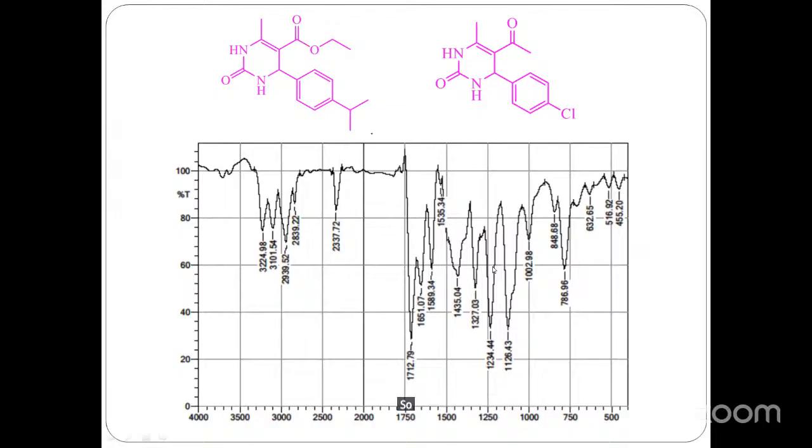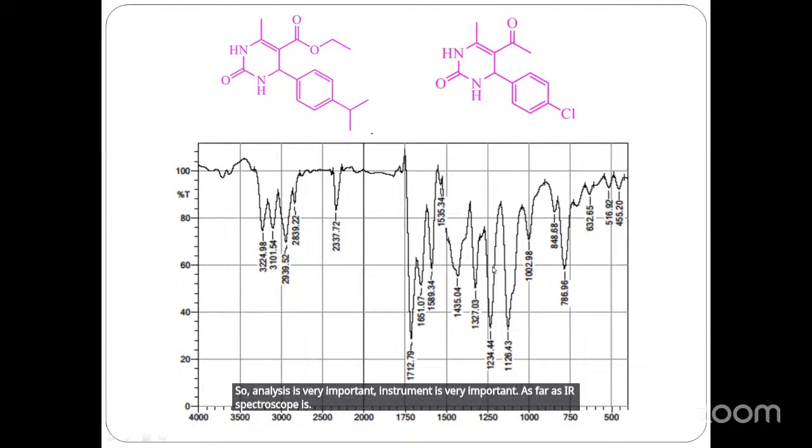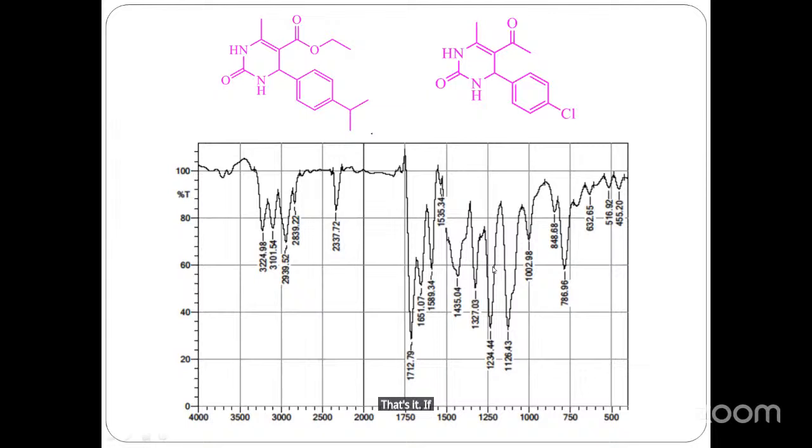So analysis is very important. The instrument is very important as far as IR spectroscopy is concerned. If someone is analyzing the IR spectrum and the room where the IR instrument is kept is not closed, so many carbon dioxide molecules will come from the atmosphere. So many water molecules will come from the atmosphere, and that will interfere. So the room should be very, very closed.